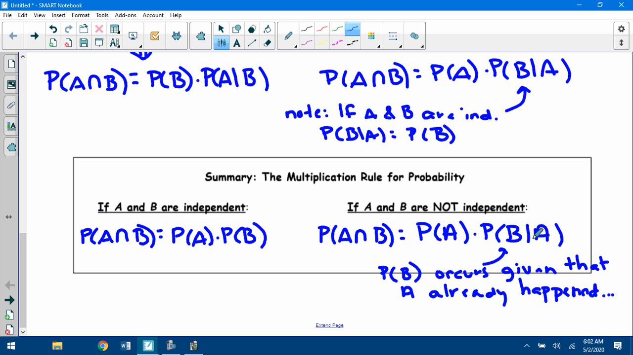Now, practically, you're not going to really memorize this formula. You might memorize this one. You're going to know to multiply with AND. I'm going to show you that you're going to use this without really thinking about it later.